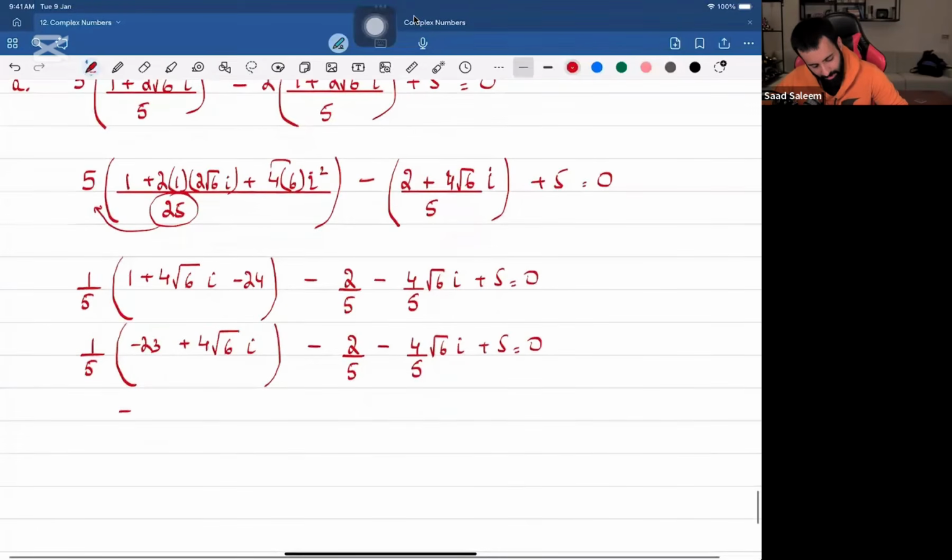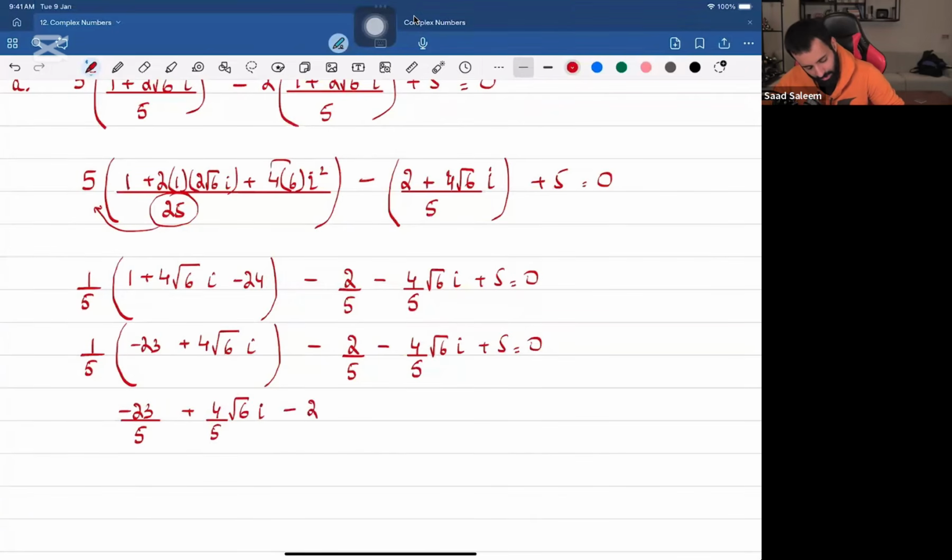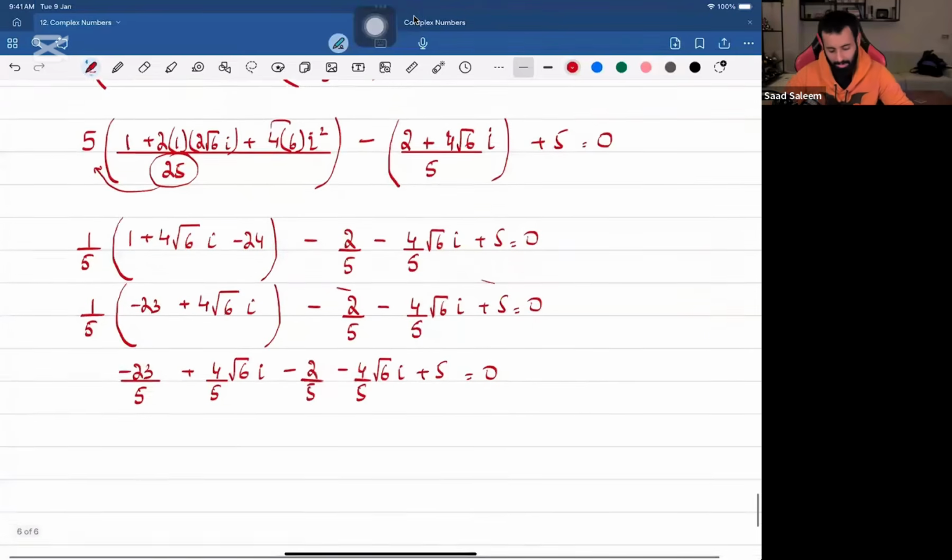Okay, so minus 23 upon 5 plus 4 upon 5 root 6 iota minus 2 upon 5, minus 4 upon 5 root 6 iota plus 5 equals 0. If you wanted to simplify minus 2 upon 5 plus 5, you could have done that also.